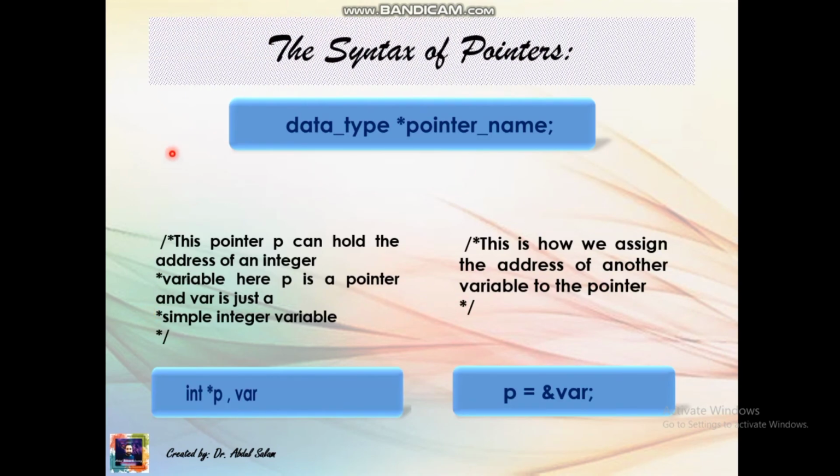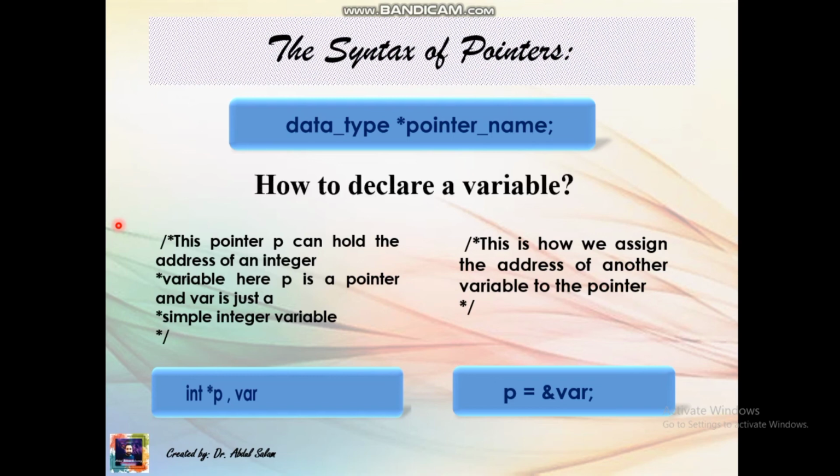The syntax of pointers. How to write pointers? What is the basic syntax of writing pointers in C++? Data type, star, pointer name. This pointer p can hold the address of an integer variable. Here p is a pointer and var is just a simple integer variable. This is how we assign the address of another variable to the pointer: int star p equals ampersand var, and at the end use a semicolon.